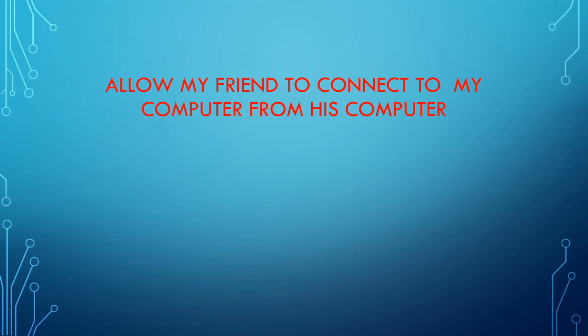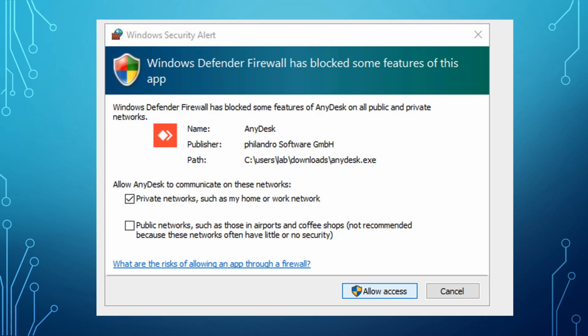Now let me tell you how your friend can connect to your computer from his or her computer. The process is completely the same. You will give him or her your AnyDesk number, then he will put it in and connect. The only difference is that if you are using AnyDesk for the first time and your firewall is enabled on your computer, then your firewall will give you an alert before you can accept the connection.